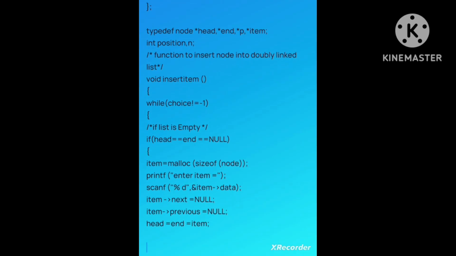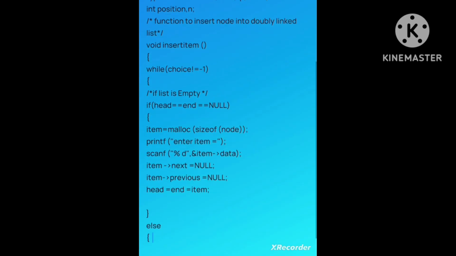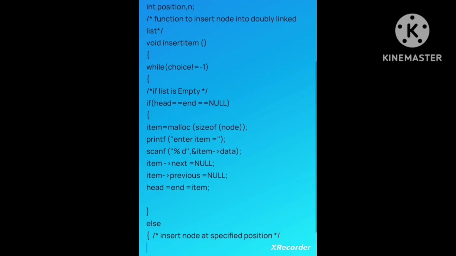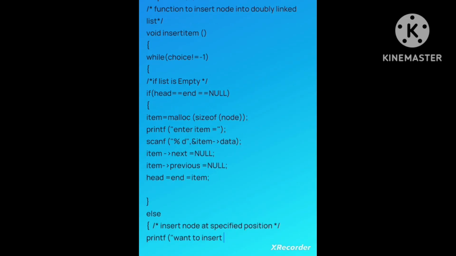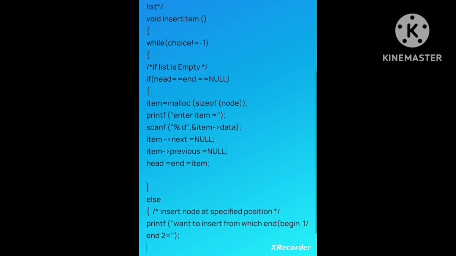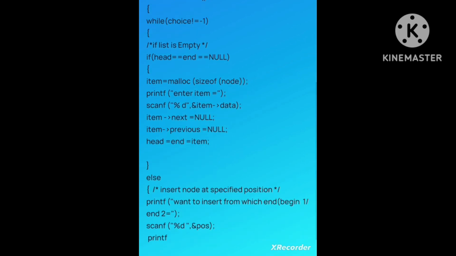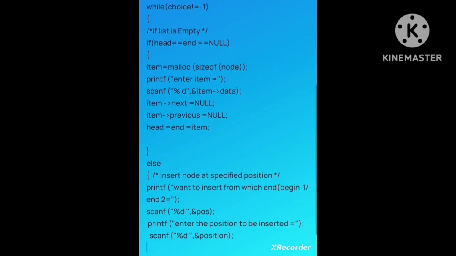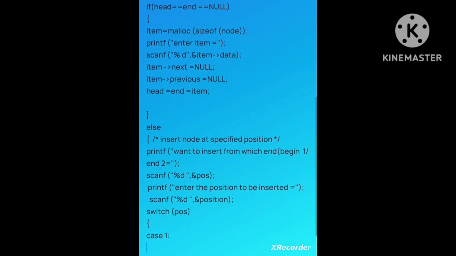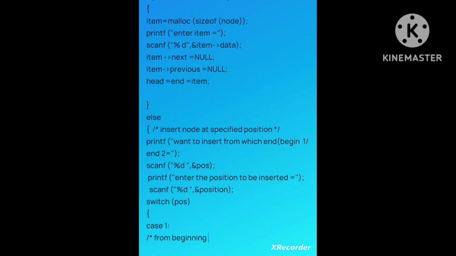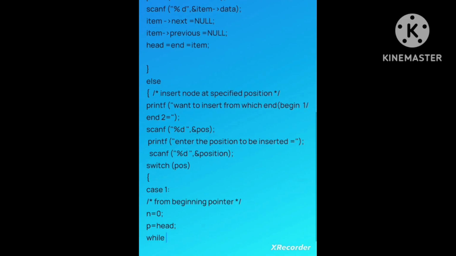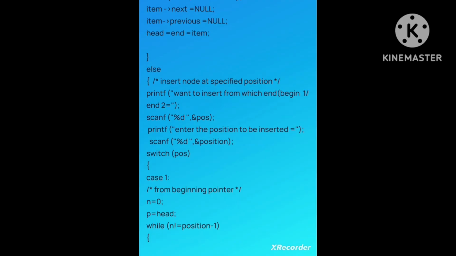First of all we will check whether the list is empty. Now if it is empty, then both the head and end pointers will point to the item node, and the item node will become the first node of the doubly linked list. Else the function will ask for the position at which the node is to be inserted. Now two cases will arise here. The first case is if our position is from the forward direction, that is from the beginning of the list. That is, we have to insert the item from the forward direction.